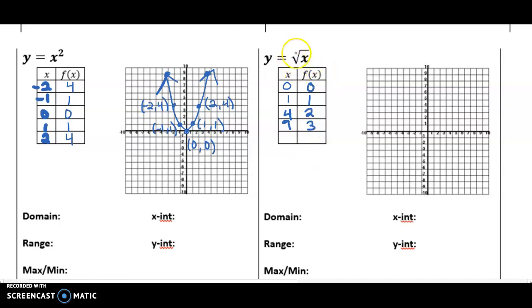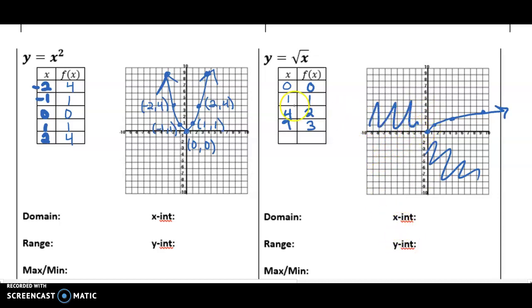Since I recognize that we are taking the square root of each of these numbers, I chose values of x that were perfect squares. And so when I look to graph these, I have (0, 0), (1, 1), (4, 2), and (9, 3). And that is where we get this square root function. We have nothing going on down here. We have nothing going on over here.